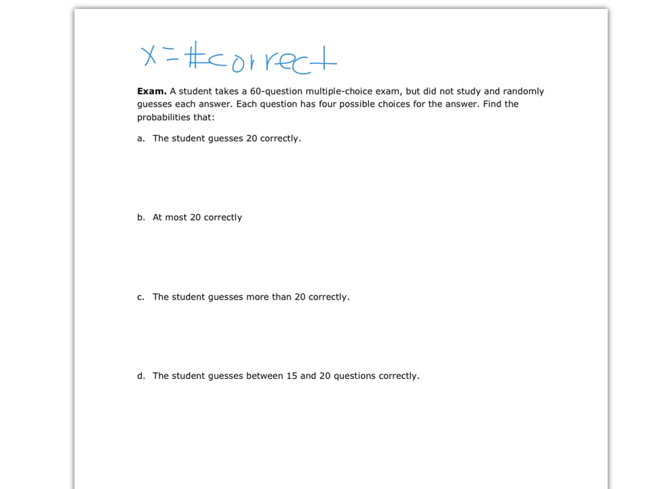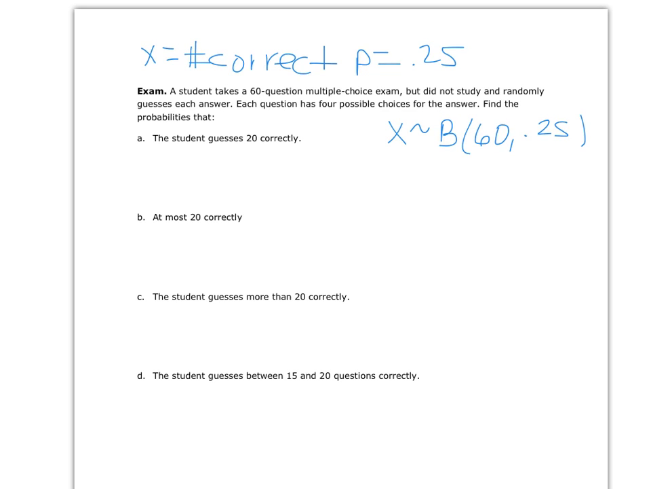So let's figure out what p is. The probability of getting a correct answer. It says randomly guessing, and there's 4 to choose from. So the probability of getting it correct is 1/4 or 0.25. So this means that our random variable x has a binomial distribution. There are 60 questions, so that's our n, and the probability of success is 0.25.